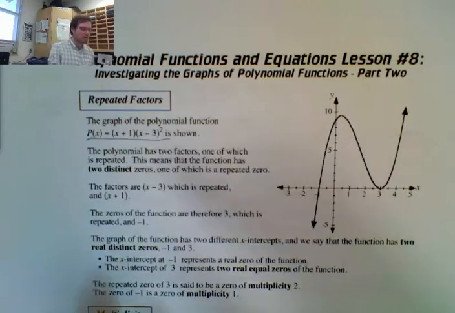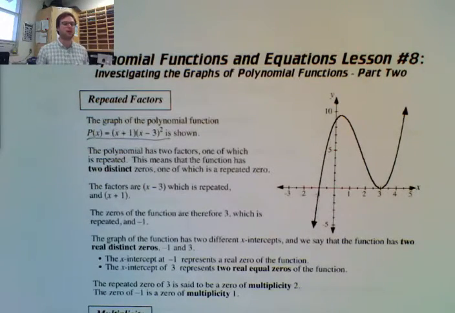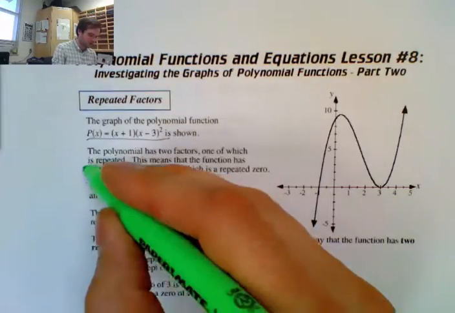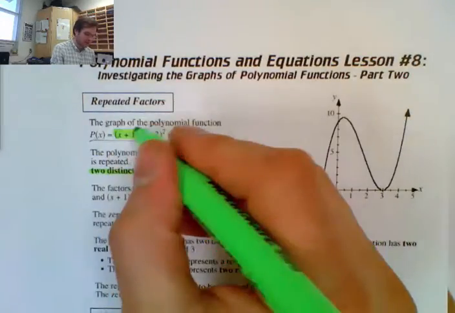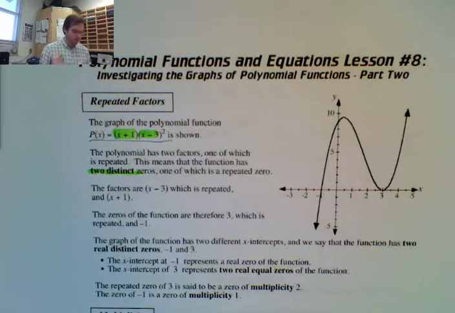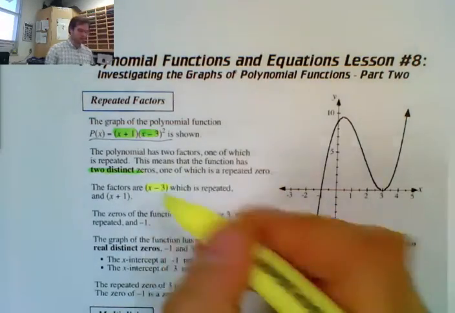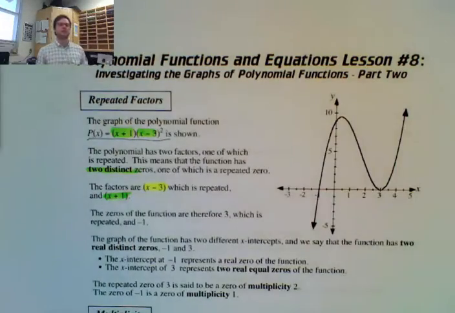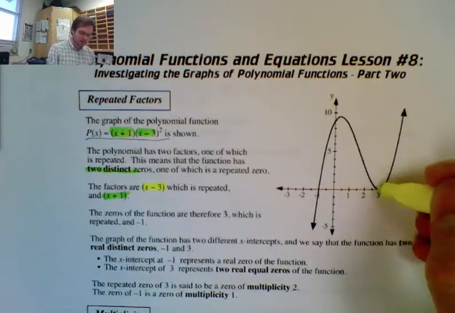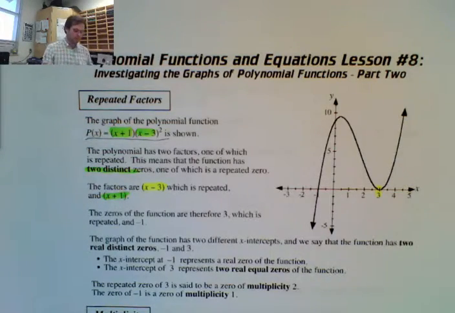If we look at this here, we have two different factors. We have x plus 1 and x minus 3 as factors, which means we have two distinct roots. Two distinct roots since there are two distinct factors. Now, one of the factors is repeated. So we have x minus 3 is repeated, and x plus 1 is not repeated. So the zeros of the function, we know from the factors, are going to be at 3 and negative 1.